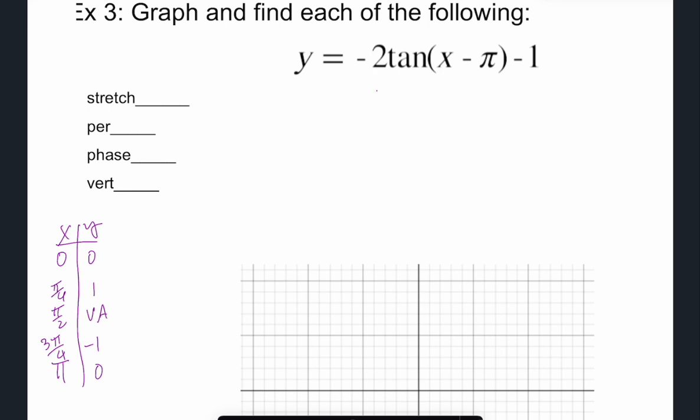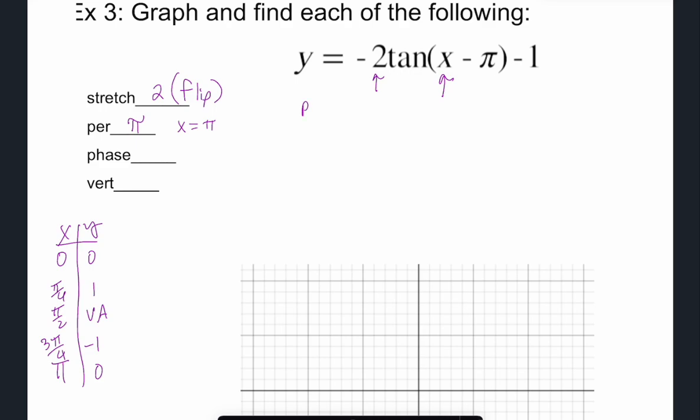So this value here gives us our stretch. Now the stretch is 2, but there is also a flip because that's negative. So instead of going up 1 on the right and down 1 on the left from center, it's now going to go up 2 on the left and down 2 on the right. The period is just from that value. It's just equal to pi. We didn't have a change on the x, so we don't have a change in the period. The period of a tangent is pi normally.